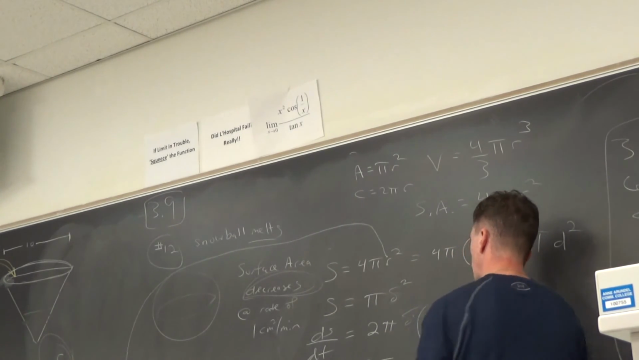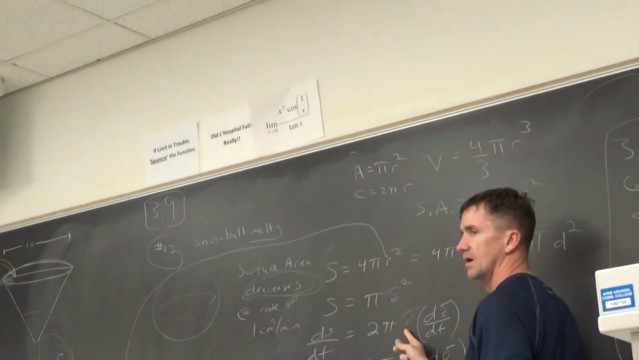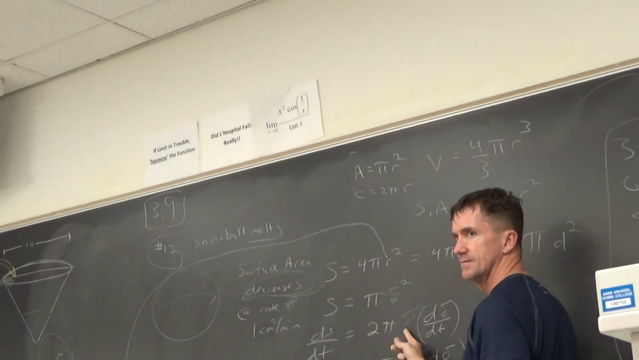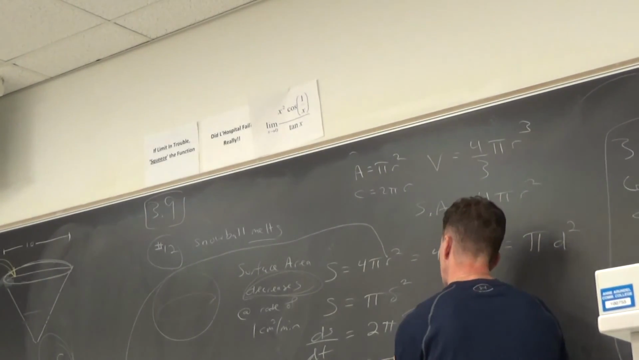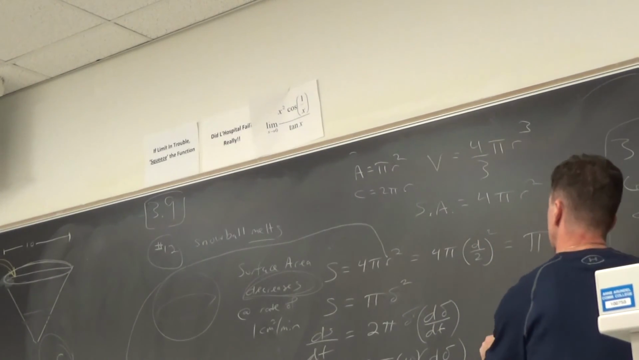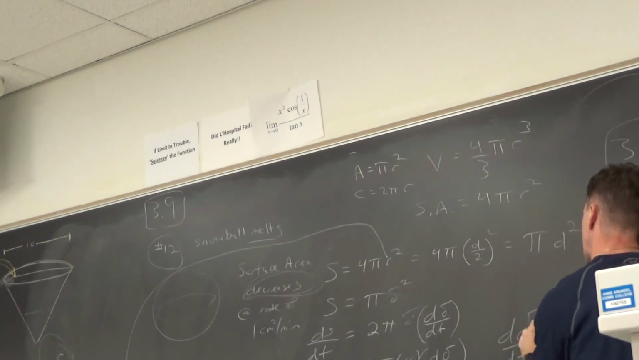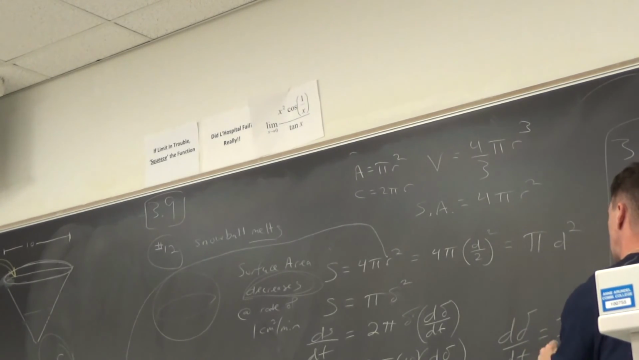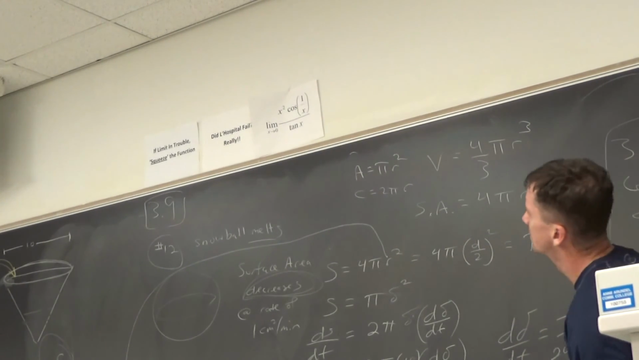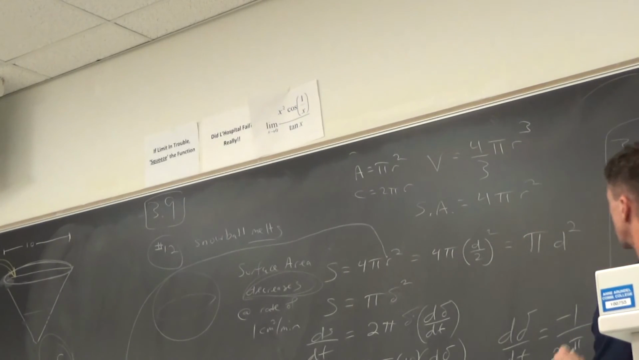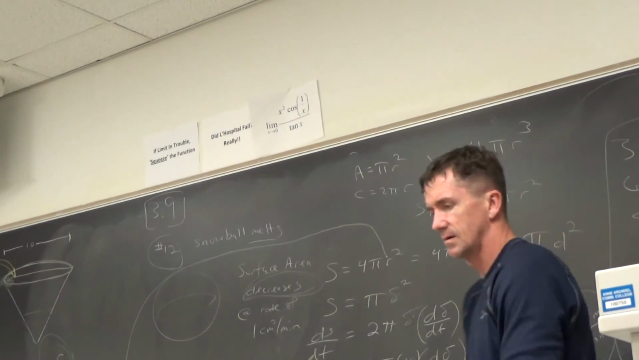I don't know this thing, but we know the diameter. What was this number they said? 10. Remember they said when it was 10? Put a 10 there. What's the answer? Negative 1 over 25. What were the units? Centimeters per minute? Does that one agree?